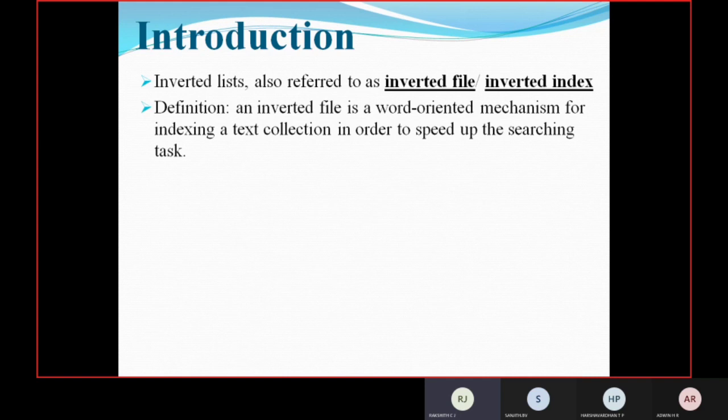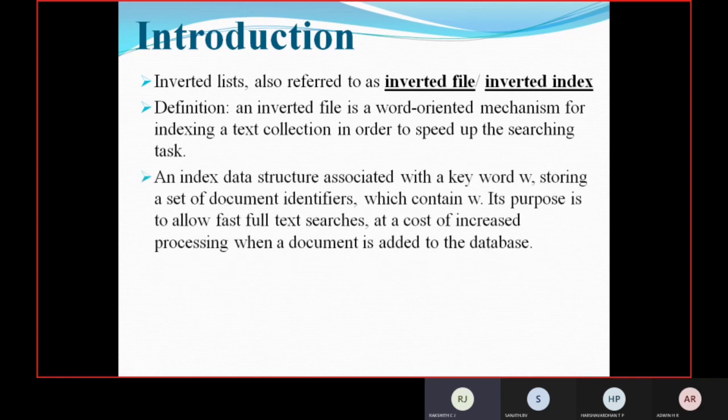An inverted file is a word-oriented mechanism for indexing a text collection in order to speed up the searching task. In data management, it is a file that is indexed on many of the attributes of the data itself. For example, in an employee file, an index could be maintained for all secretaries, another for managers. It is faster to search the indices than every record.